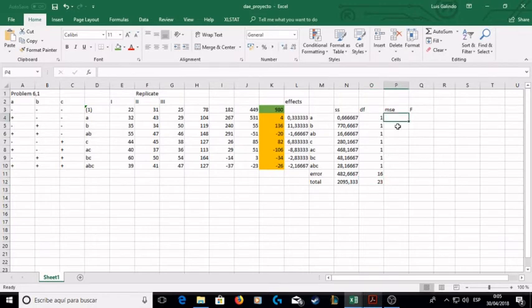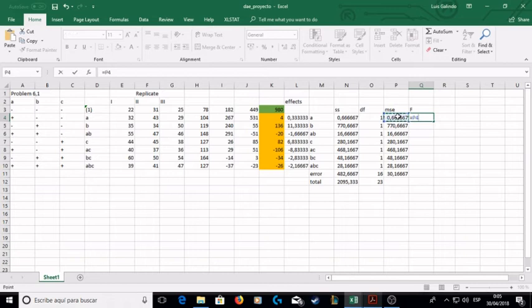The MSE is equal to this one over this one. You can run that for the entire column. And Fisher is equal to the MSE over the MSE of the error. I am going to anchor that one for being able to move them. There it is.